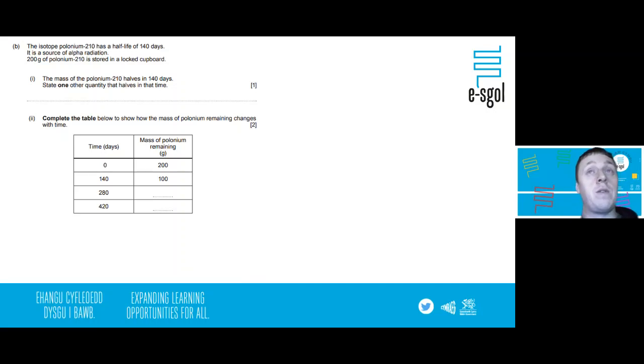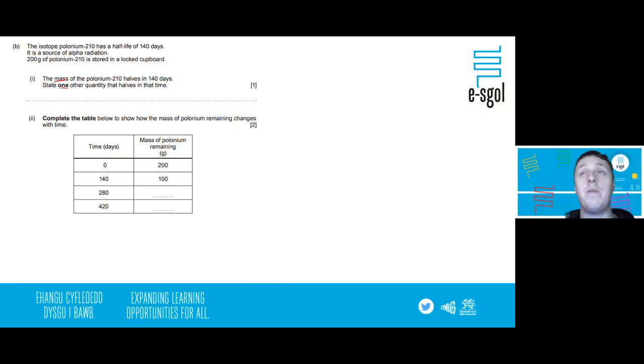We have 200 grams of polonium-210, and it's stored in a locked cupboard. The question says that the mass of polonium-210 will halve in 140 days. What else would change in that time? State one other quantity, so in bold.